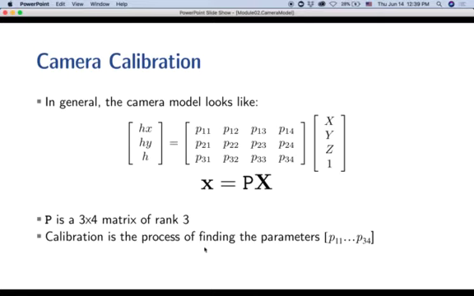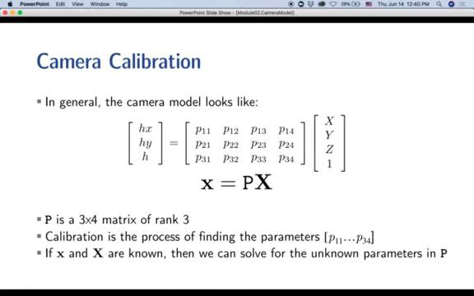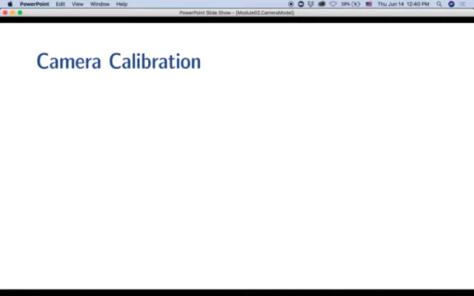I know that this world point mapped to this image point and this world point mapped to this image point. If I know a bunch of those, it's a linear system, I can solve for the P's. Okay, so that's the straightforward way to talk about calibration. So if small x and cap X are known, then we can solve for the unknown parameters in P. Okay, so let's look at that.